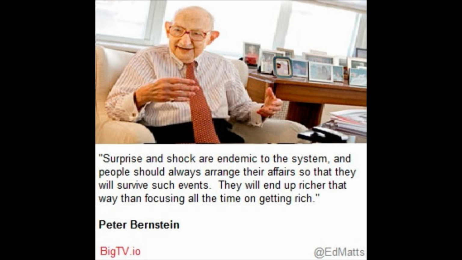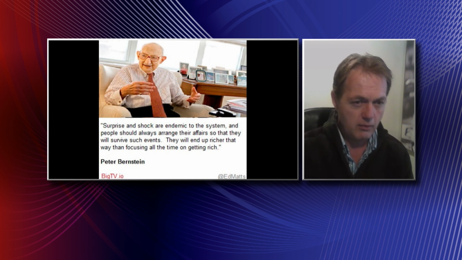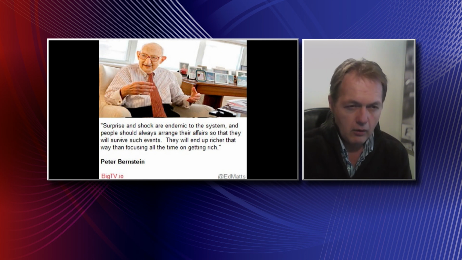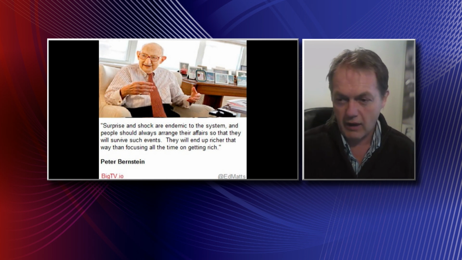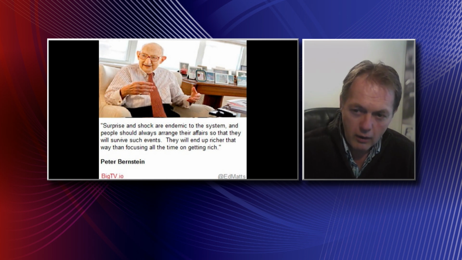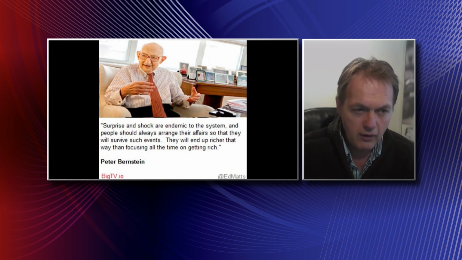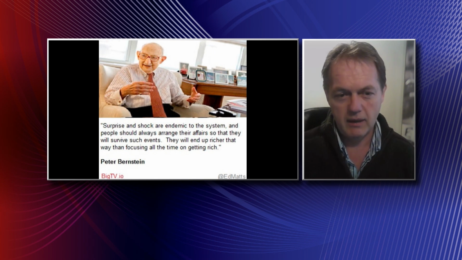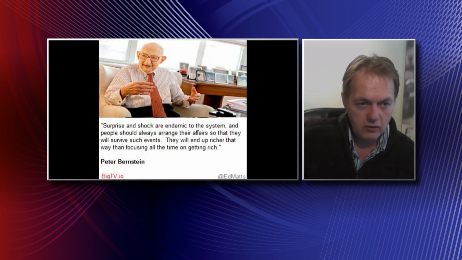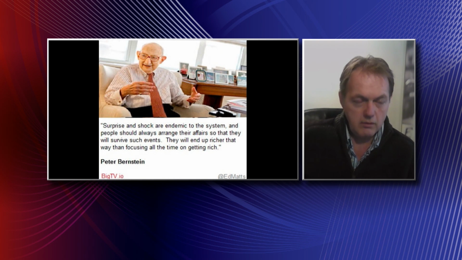When you have an event, the great surprise and shock is endemic to the system, and people should always arrange their affairs so that they will survive such events. In other words, don't take the risk unless you can quantify that risk, unless you're sure you can control it, which is why I often don't trade events like this. I don't know that it won't gap higher or gap lower, and therefore I can't necessarily quantify my risk, and therefore the chances of me taking the trade, my metric, being skewed immediately.